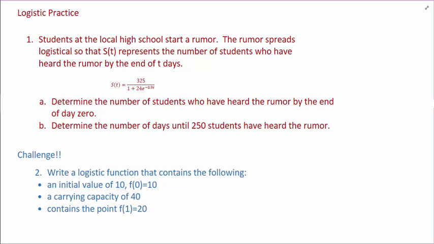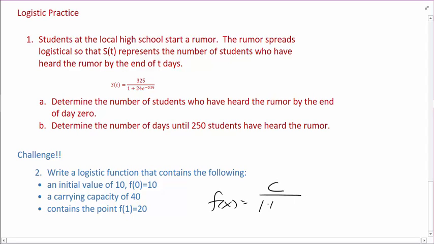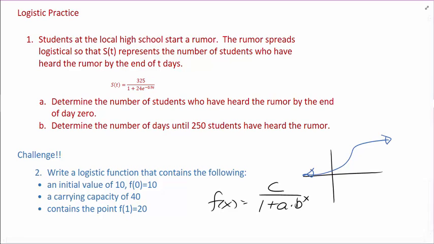The second, and this is a real challenge, I'm asking you to write a logistic function that has an initial value of 10, a carrying capacity of 40, and contains the point 1, 20. I would keep in mind f of x needs to follow the form c over 1 plus a times b to the x. Graphically, we should have an image that looks like a logistic function with a carrying capacity of 40, an initial value of 10, and also contains the point 1, 20.